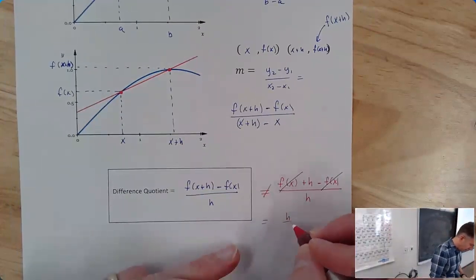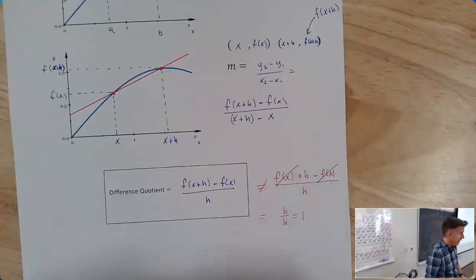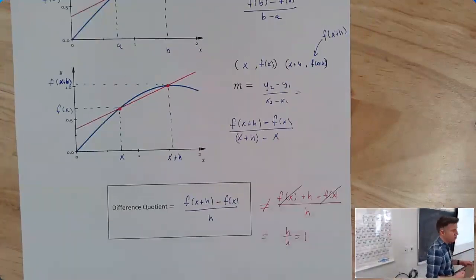Right, I'm left with h divided by h, which is 1. And the thing is, when we do this process, which we're about to do, you should never, with one exception, get an answer of 1. Your answer should always be more complicated than just 1. So let's look at some examples.